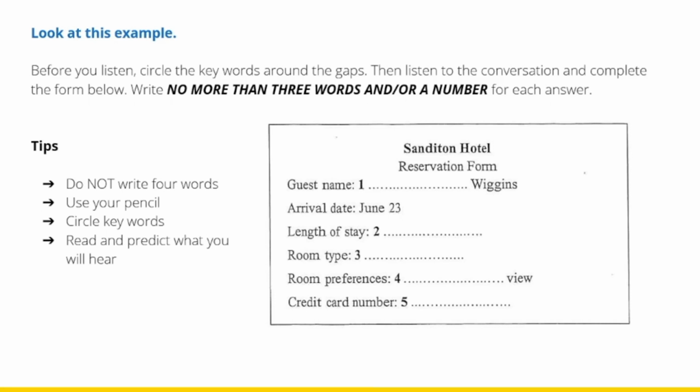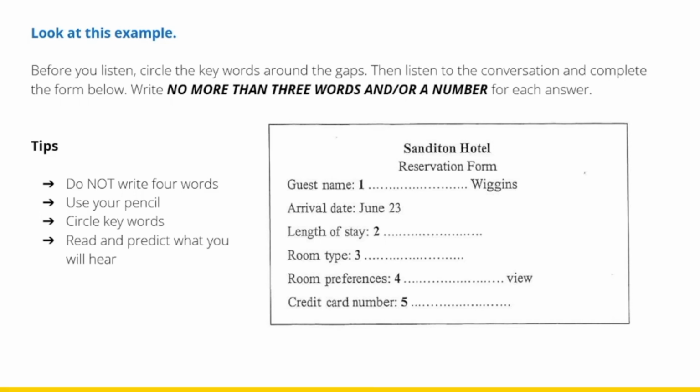So as you see, we have a table below, and you have a title that states the following: Sandington Hotel, reservation form. You are given 5 numbers which are followed by the gaps that you have to fill out. For example, as you see, before number 1, you have 2 words, guest name. And then you have a gap and Wiggins. Wiggins, it's a last name. And when you are listening to your recording, you have to write down and identify what kind of first name goes before this last name.